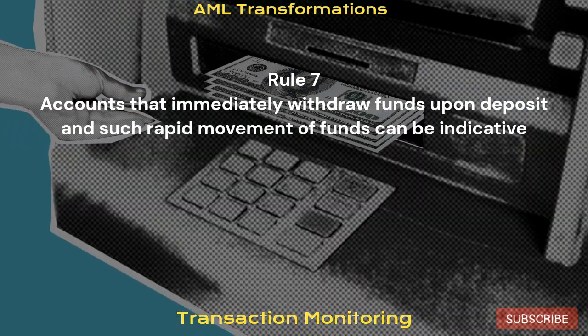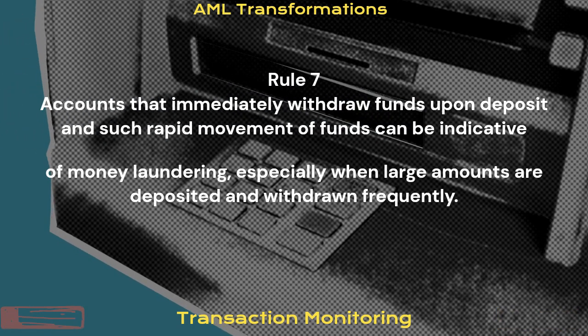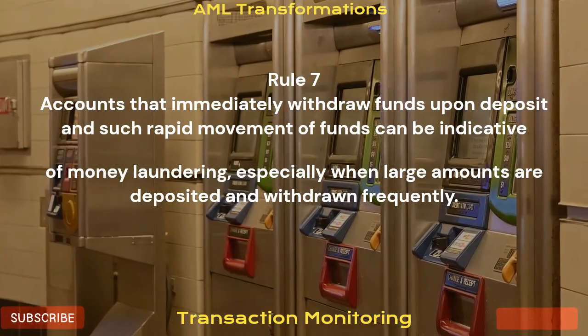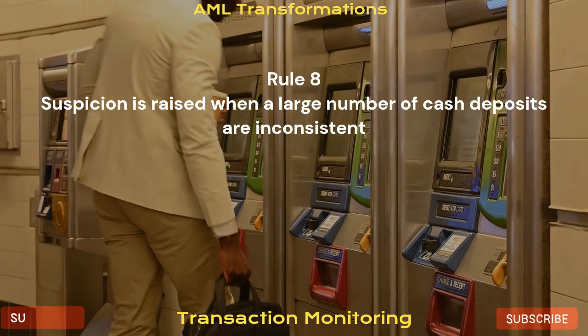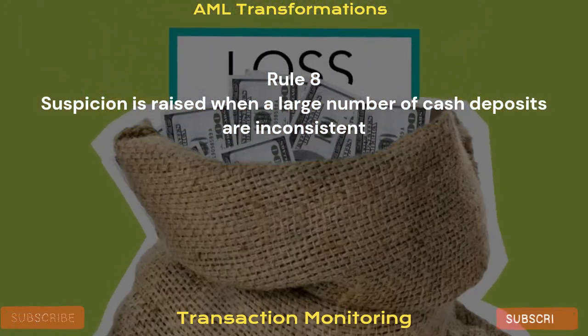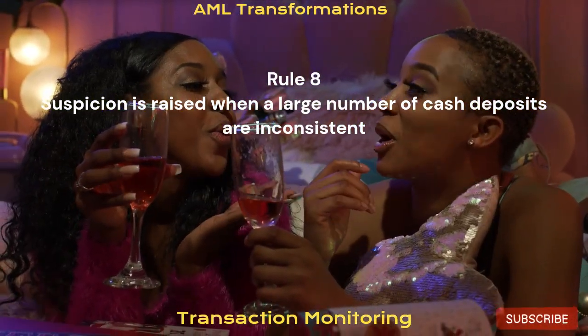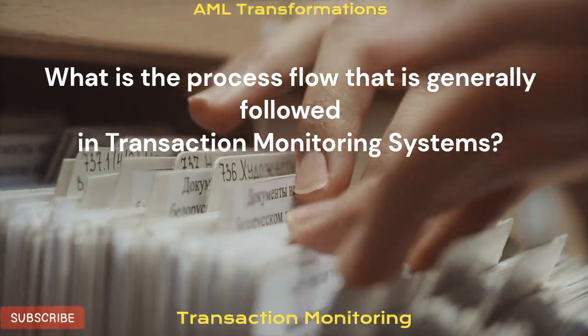Rule 7: Accounts that immediately withdraw funds upon deposit. Such rapid movement of funds can be indicative of money laundering, especially when large amounts are deposited and withdrawn frequently. Rule 8: Suspicion is raised when a large number of cash deposits are inconsistent with the customer's profile or expected behavior. What is the process flow that is generally followed in transaction monitoring systems?